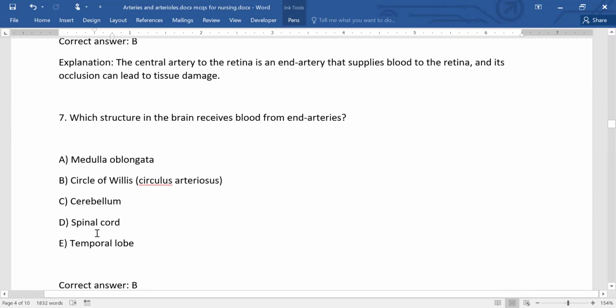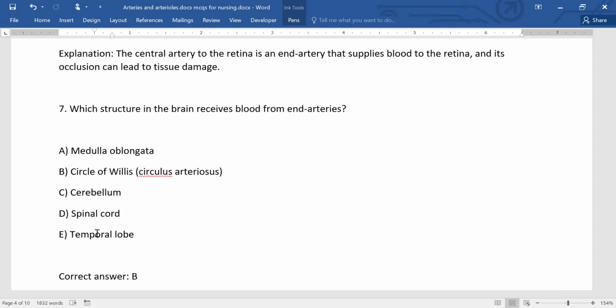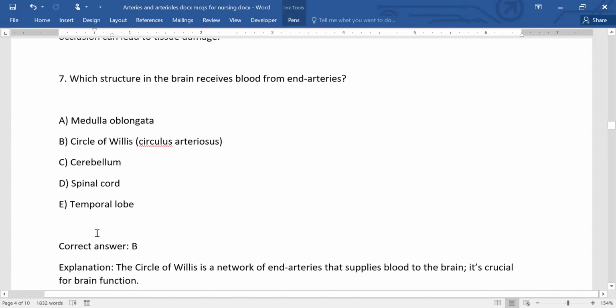Which structure in the brain receives blood from end arteries? Medulla oblongata, circle of Willis, cerebellum, spinal cord, temporal lobe. So the circle of Willis receives blood from end arteries.